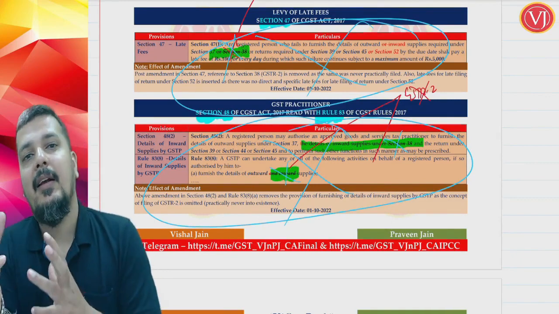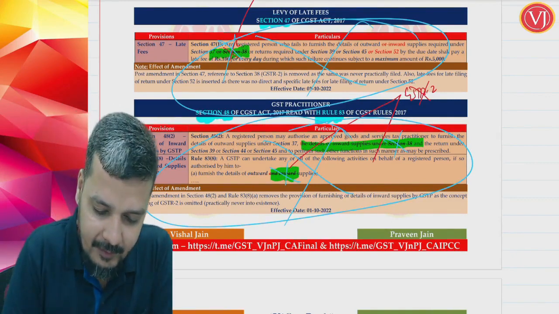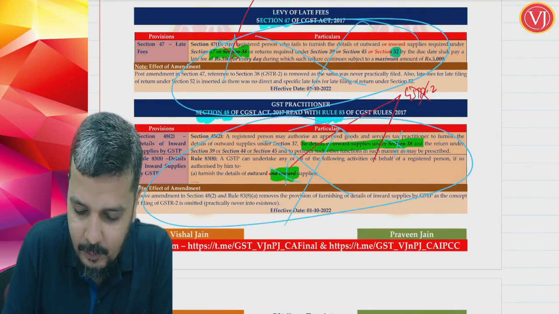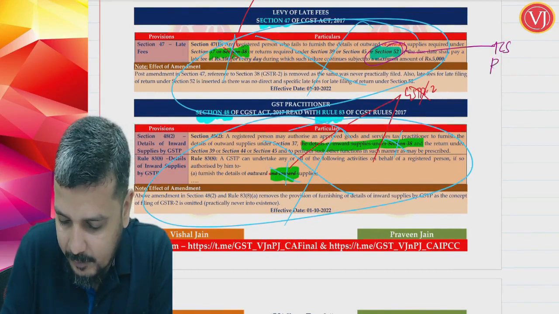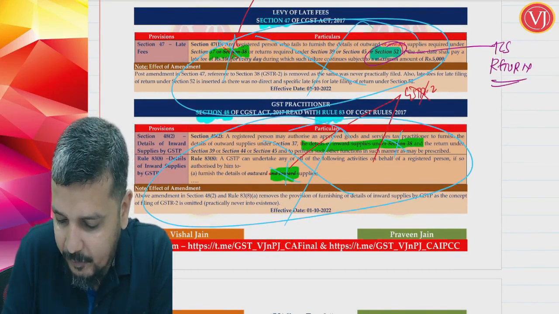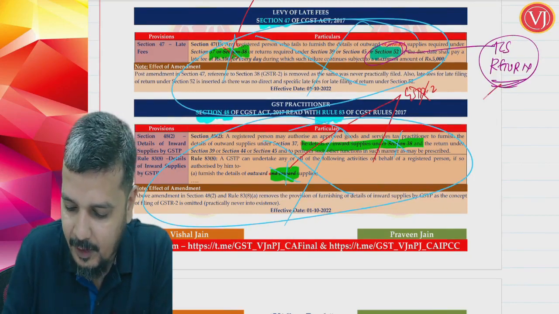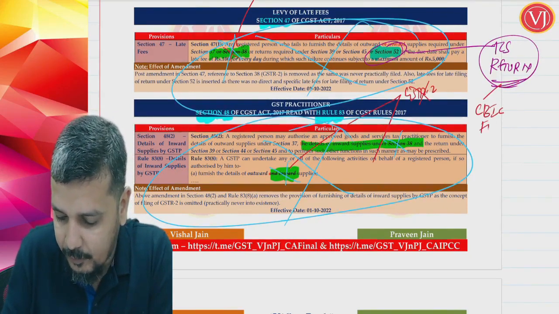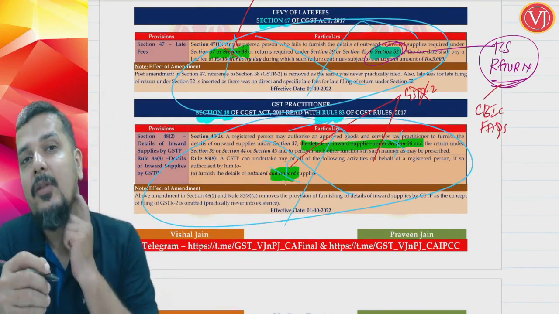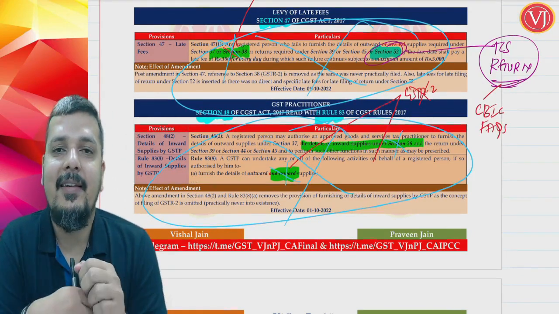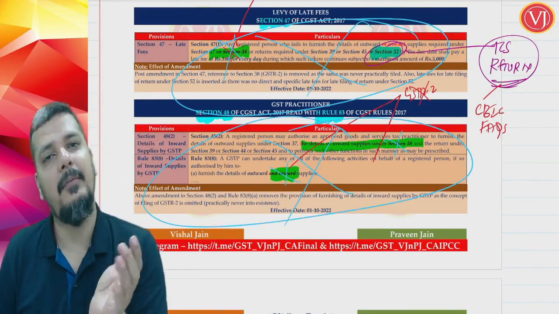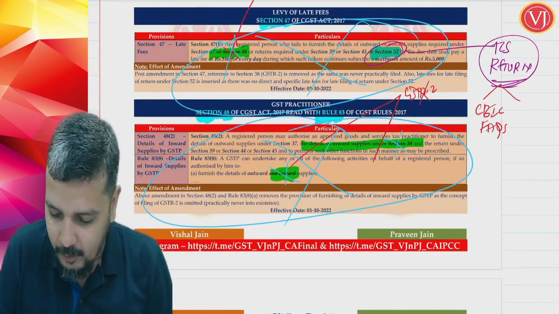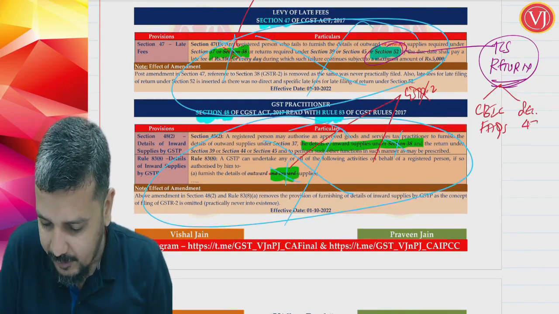One important point that is there is, previously late fees for late filing of TCS return was by CBIC FAQs. Now what they have done is, specifically they have introduced late fees even for your TCS return. Now this is important. Understand that late fees was there for TCS return before the amendment by way of CBIC FAQs. CBIC FAQs said that though late fees for TCS return under Section 52 is not specifically given in Section 47, it is implied that late fees will be there. Now it is incorporated in Section 47 itself.